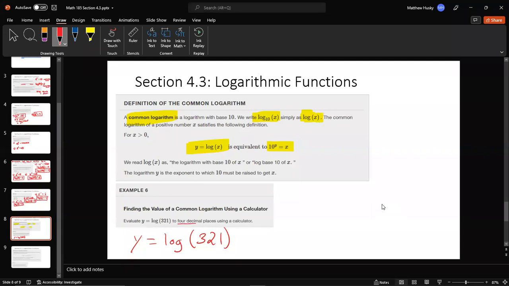You say round to 4 decimal places, okay? So that means y is approximately 2.5065. This is the kind of question where, when I give you a test question, I will tell you as directly as possible how many decimal places I'm expecting. All right, there you go, 2.5065.